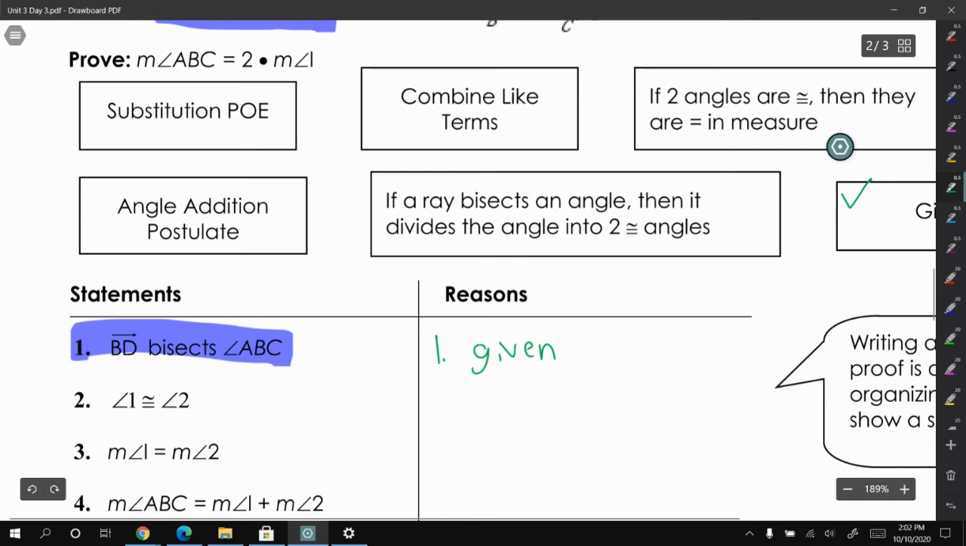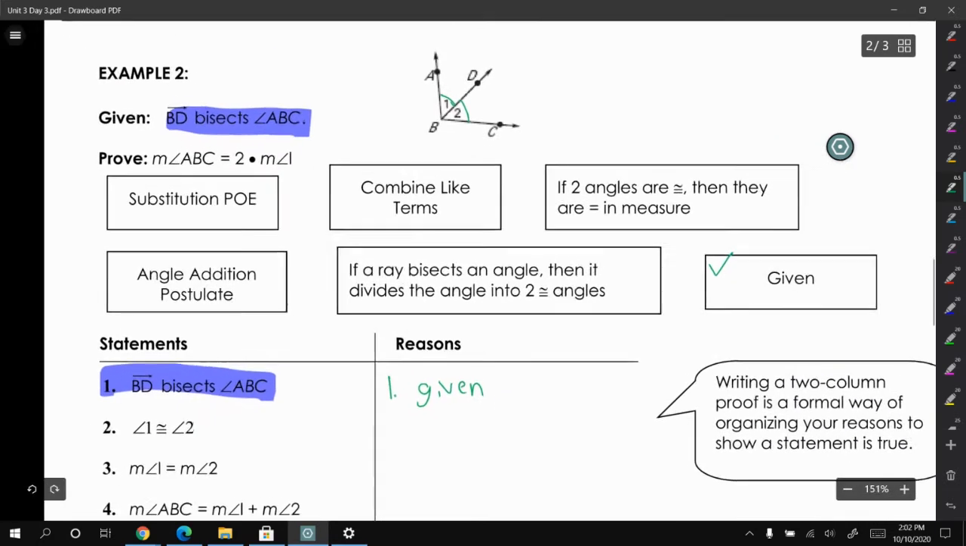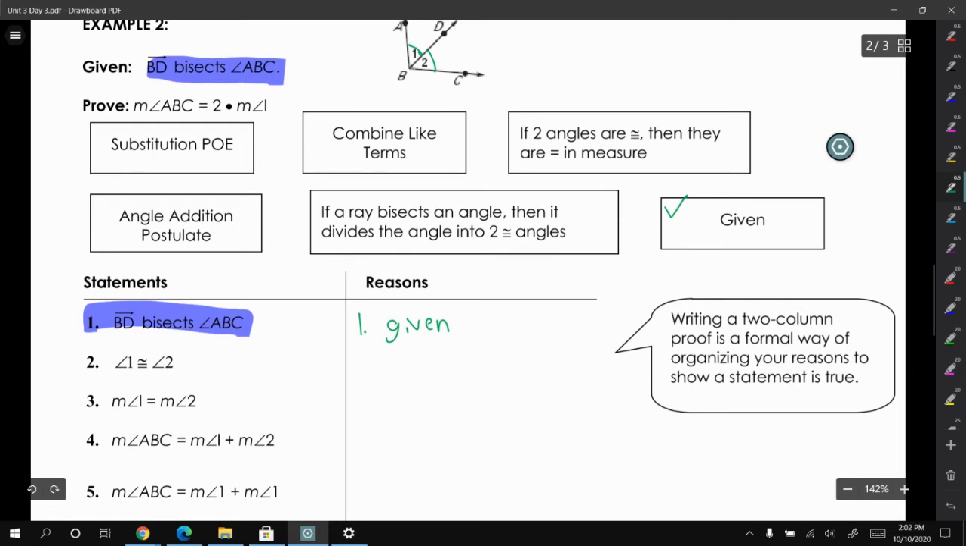Okay. Now, statement number 2 says angle 1 is equal to angle 2. Well, why can I say that? Why can I say that angle 1 is equal to angle 2? Well, remember, that's the definition of an angle bisector. It cuts an angle into two congruent angles. So we look at this statement right here. If a ray bisects an angle, then it divides an angle into two congruent segments. That's the definition of an angle bisector. So this is our statement number 2.